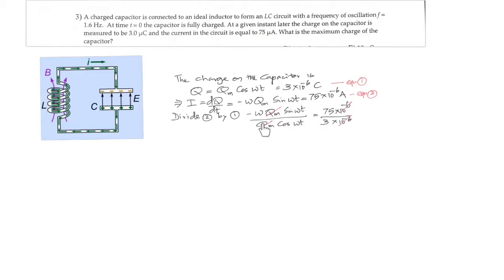If you divide equation 2 by 1, the Qm's get cancelled, and you will get minus omega tan omega t is equal to 25. So now that gives us omega tan theta is equal to negative 25. Omega tan theta, and I've taken the negative sign to the other side. And that means tan theta is negative 25 by omega.